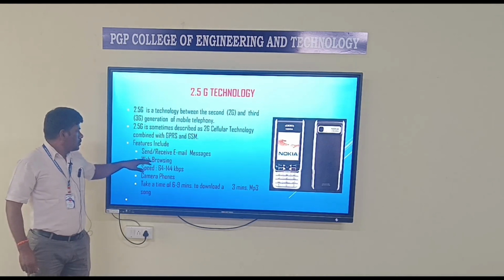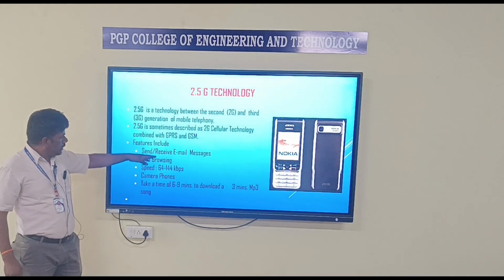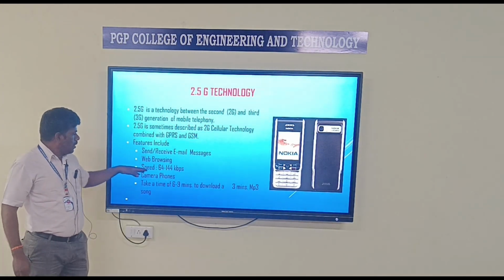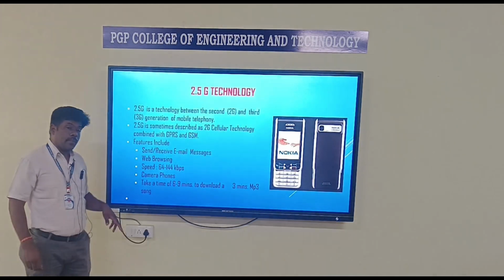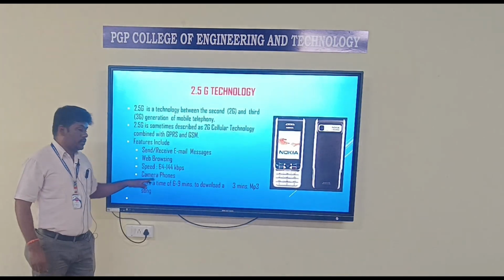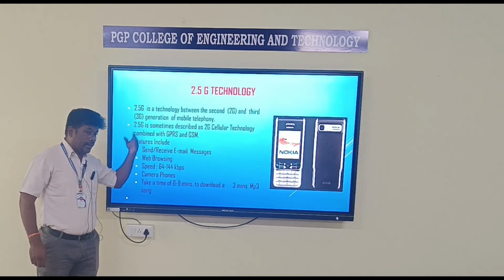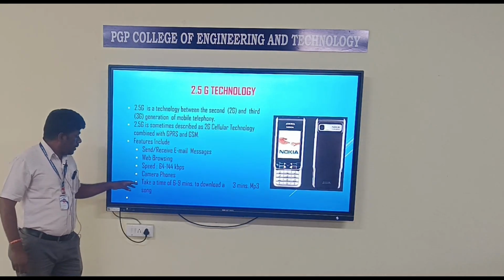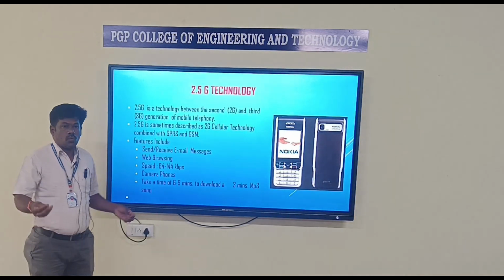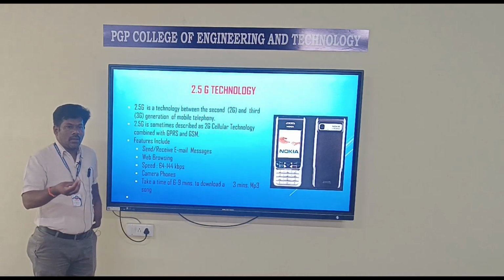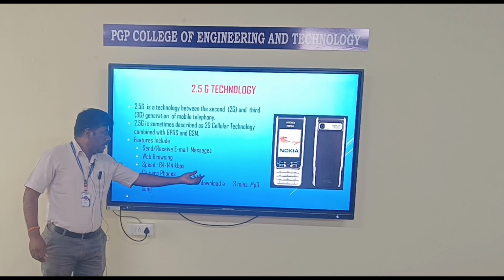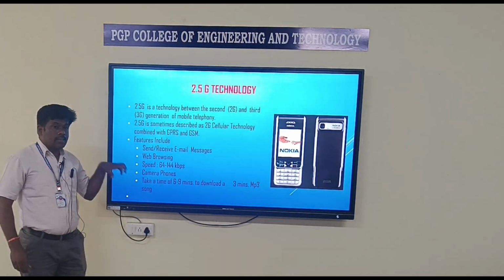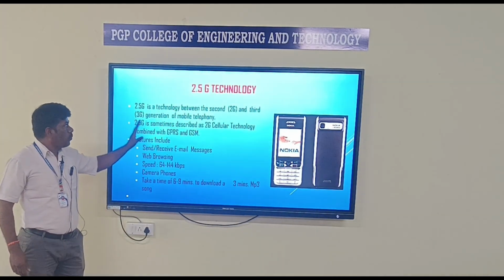The features include sending and receiving email messages, web browsing, and an increased data rate of 64 to 144 kbps, and camera phones. In 2.5G only they introduced camera phones. Suppose you want to download one song, an MP3, for those days MP3 only. It requires 3 minutes to download an MP3 song. So that is up to 2.5G technology.